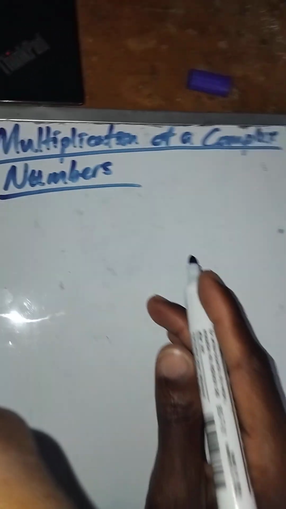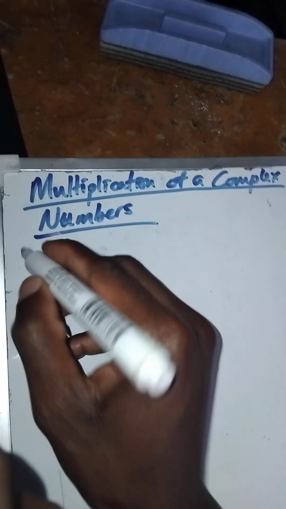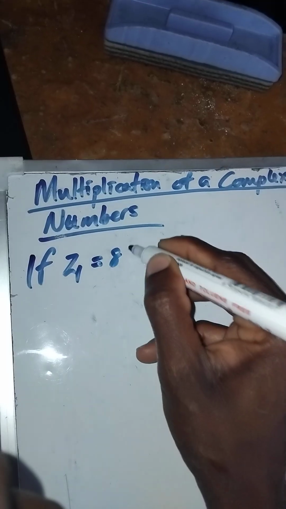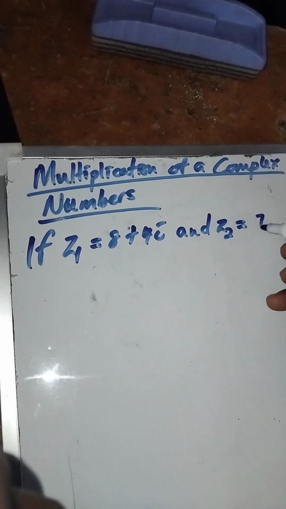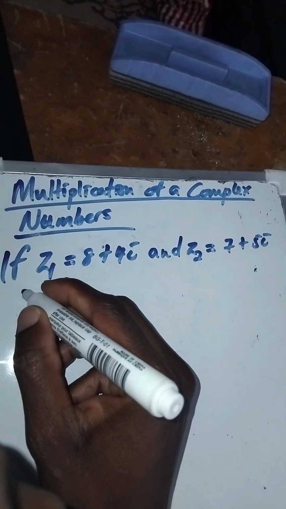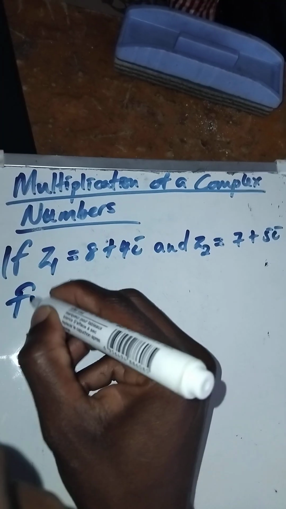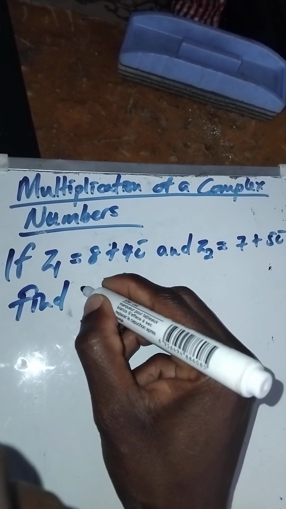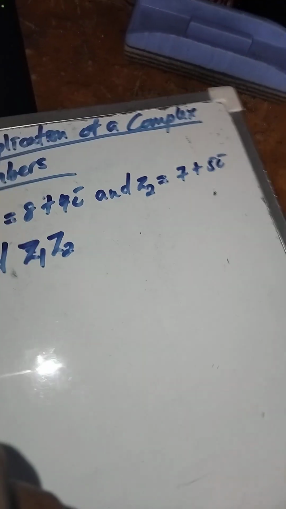Now we are going to do multiplication of complex numbers. For example, if z1 is equal to 8 plus 4i and z2 is equal to 7 plus 5i, find z1 z2. So how to find z1 z2?